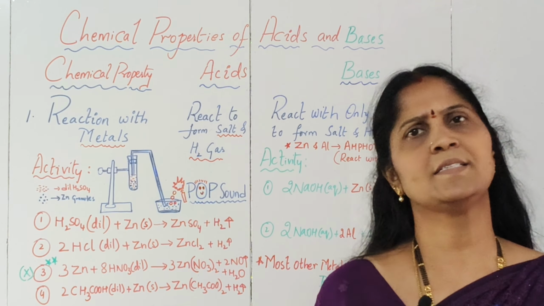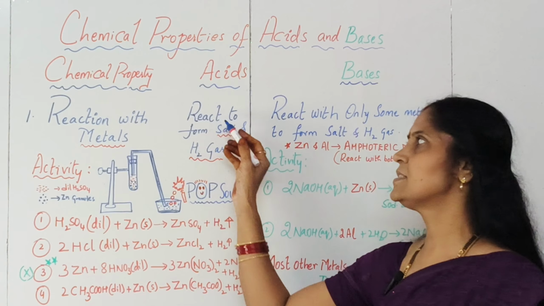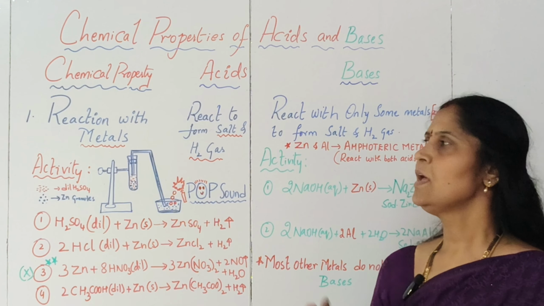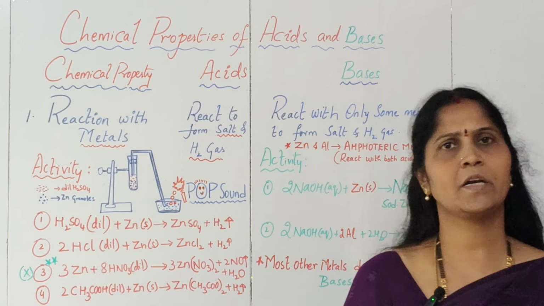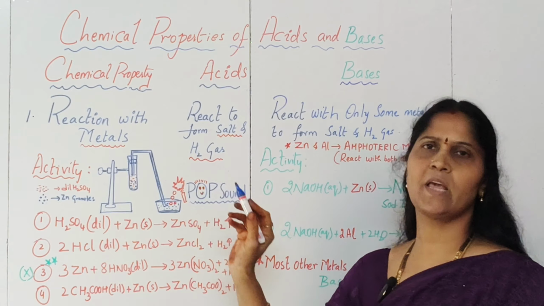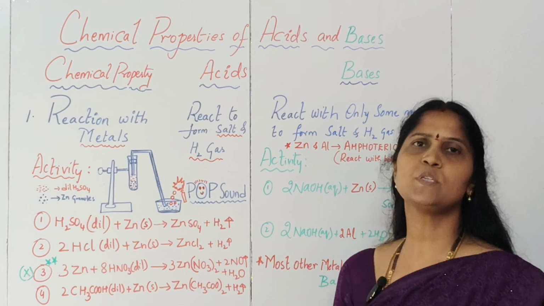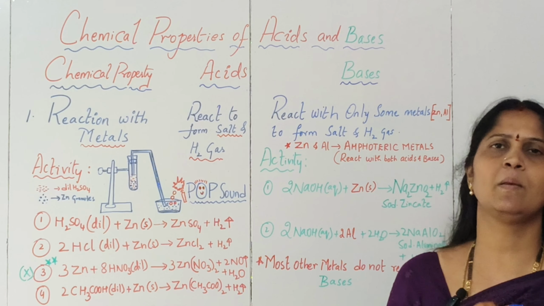So how do acids and bases react with metals? Let us see. When acids react with metals, they form salt and hydrogen gas. In order to understand this, a small activity has been demonstrated in your book. Let us see what the activity says. Take a test tube in which you take dilute sulfuric acid, and then add a few zinc granules to that and allow the reaction to take place, after which a gas will be evolved.